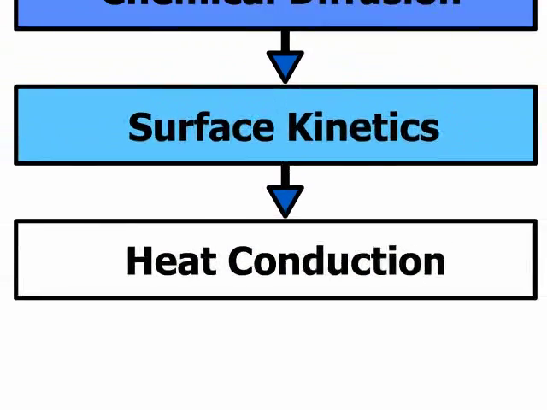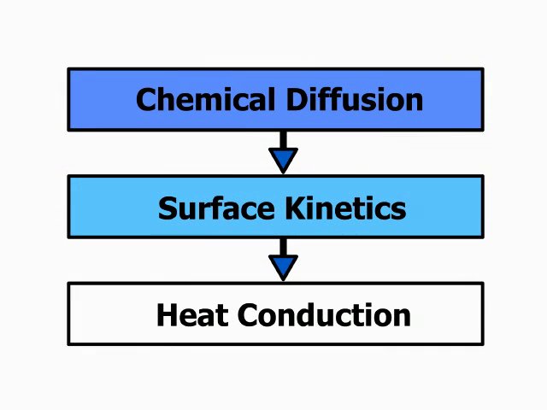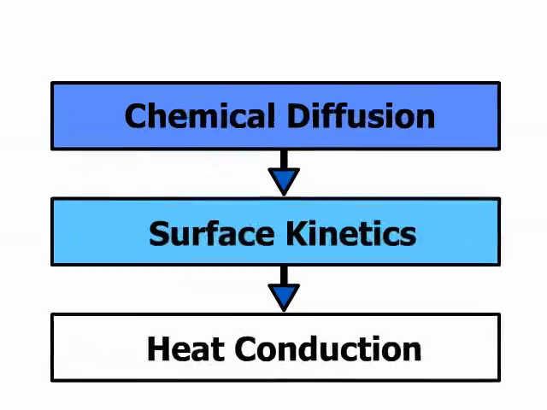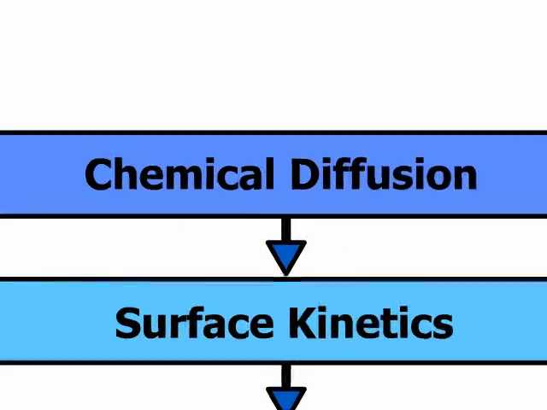If all 3 stages occur at perfectly balanced rates, we achieve what is known as ideal growth. This is almost never the case, and the growth process is limited by the slowest of the 3 stages.